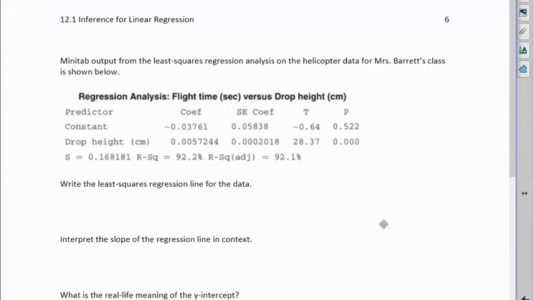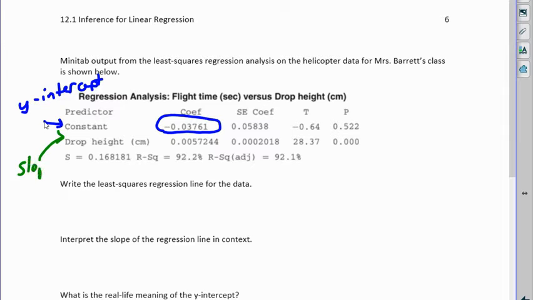really going to have output, let's look through this output and make sure that we can see what all of these values are. Okay, so if this is our analysis of the flight time versus drop height, the constant, that's talking about the y-intercept. So this is saying that the y-intercept is negative 0.03761. And this is talking about the slope.